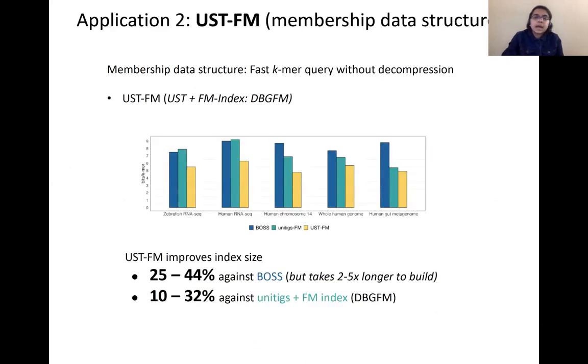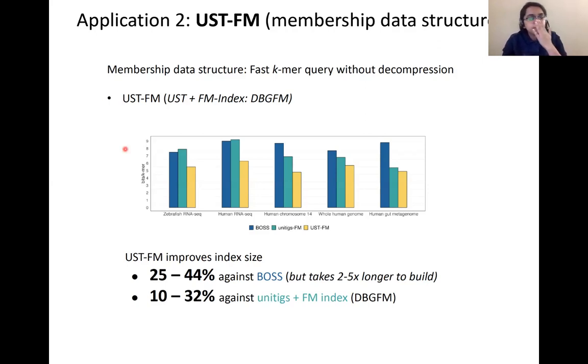Okay. The second application that we consider is UST-FM, which is a membership data structure. A membership data structure supports fast k-mer query without any decompression. So it's like you have a k-mer, you ask whether it is present in the database or not, and this data structure will answer that on the fly.